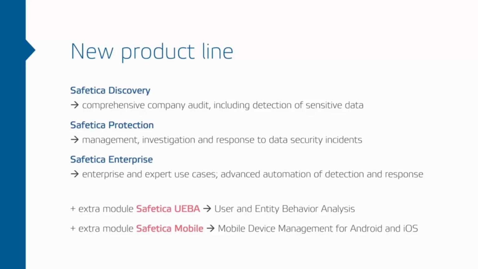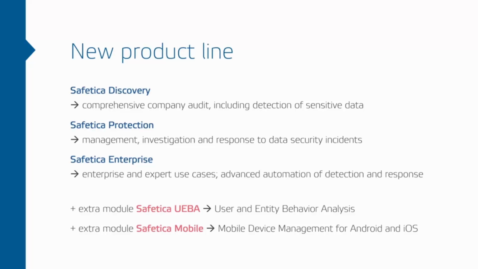So these are the three products that you can choose from, and on top of this you can choose from two extra modules to expand on the functionality. You can choose the new extra module Safetica UEBA, where UEBA stands for User and Entity Behavior Analysis, which allows you to maybe dig deeper and get more detailed information about user behavior. And you can use Safetica Mobile to expand on the protection and get a mobile device management solution for Android and iOS devices. So this is the new product line.